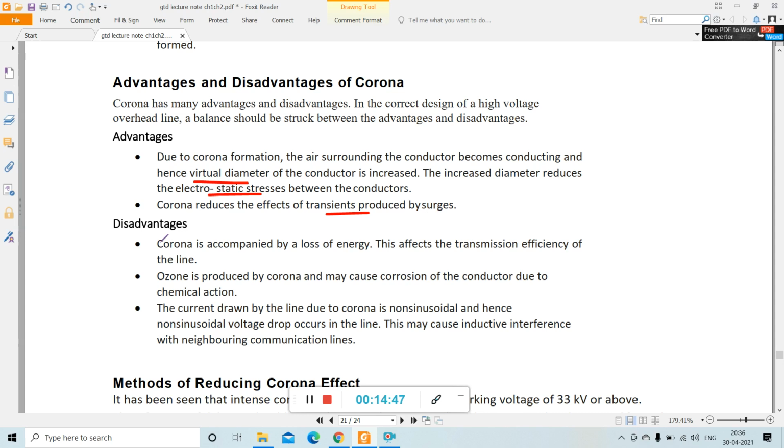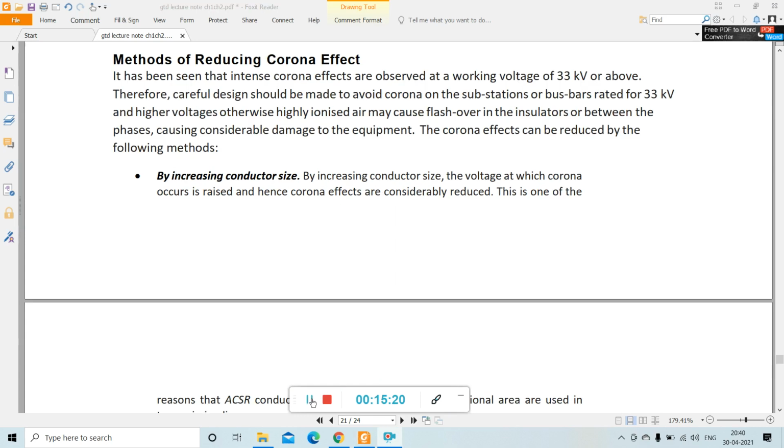And the disadvantages: corona is accompanied by loss of energy. This affects the transmission efficiency of the line. Then ozone is produced by corona and may cause corrosion of the conductor due to chemical action. Then the current drawn by the line due to corona is non-sinusoidal, and hence a non-sinusoidal voltage drop occurs in the line, and this may cause inductive interference with neighboring communication lines.